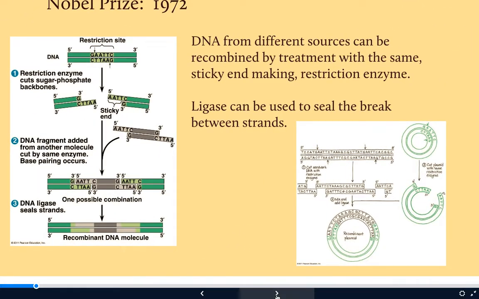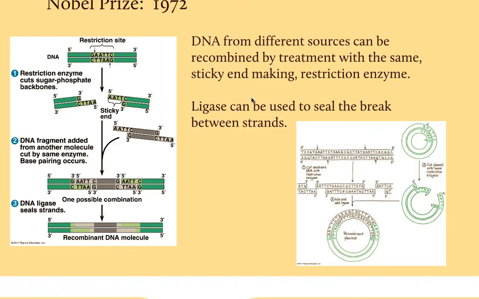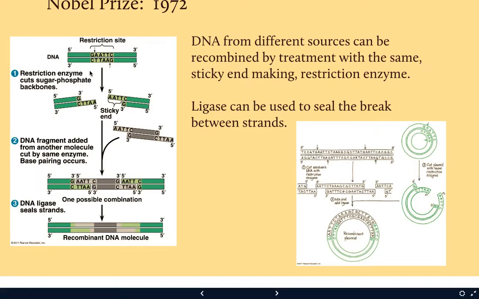All right, so DNA from different sources can be recombined by treatment with the same sticky end-making restriction enzyme. Ligase. So ligase is the molecular tape. It can be used to seal the break between the strands. And so we can create recombinant DNA from this, or DNA from 2 different species, which has great applications in biotechnology. So let's look at the diagram over here.